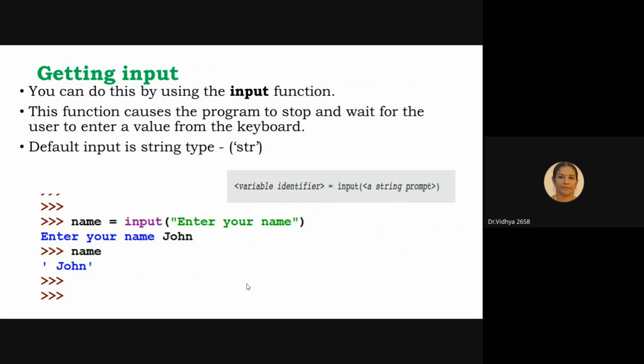Getting input, this is a very important one. Getting input means we are supposed to read the input from the keyboard through a programming concept. You are supposed to use the syntax: variable identifier equal to input of string prompt. You are supposed to read the values for the variable by using the function called input. Here, in this example, name equal to input, and within the brackets, whatever comment you want to give, you can give it.